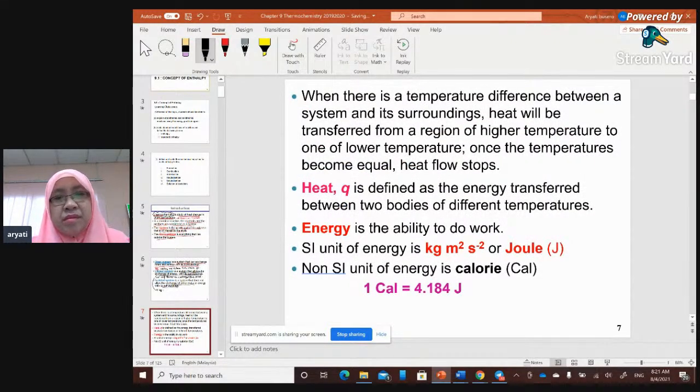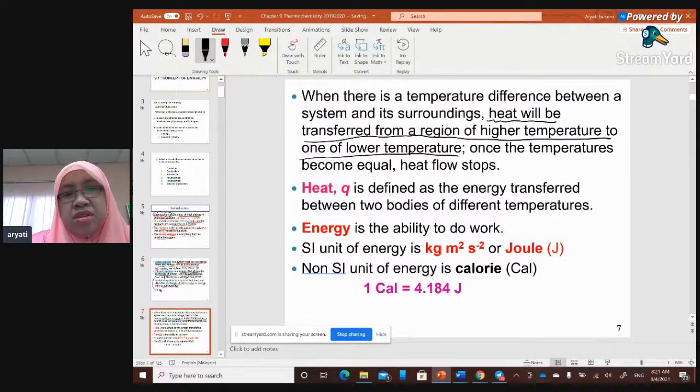So there is a temperature difference between a system and its surrounding. Heat will be transferred from a region of higher temperature to the one with lower temperature. Okay, bila ada perbezaan suhu, haba akan dipindahkan daripada suhu tinggi kepada suhu yang rendah. Okay, so once the temperature becomes equal, the heat flow stops. So bila suhu dah sama, so tindak balas tu akan berhenti.